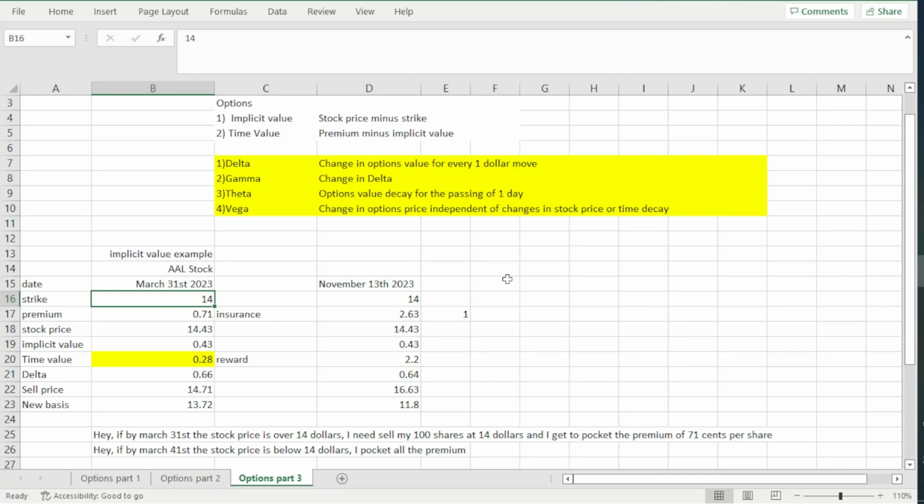It can get pretty darn complex, but I hope that this is a good start to give you some sort of understanding and some sort of planning when you're thinking about covered calls.